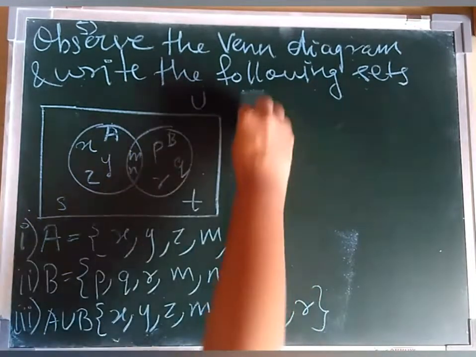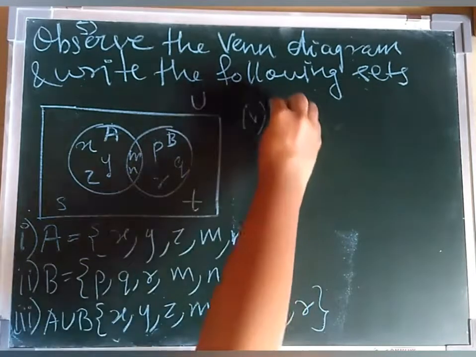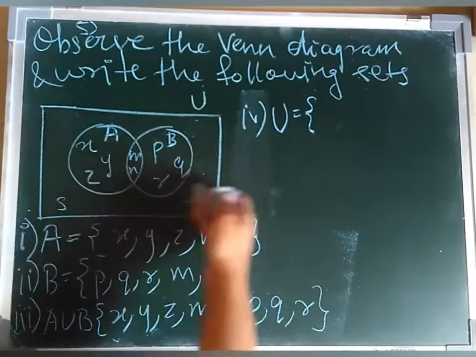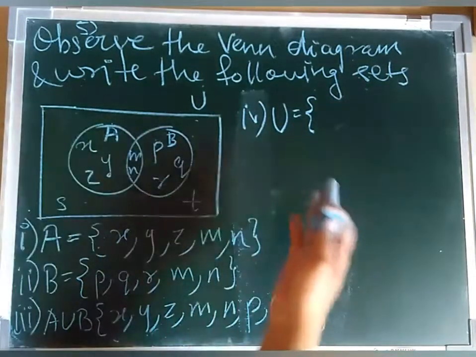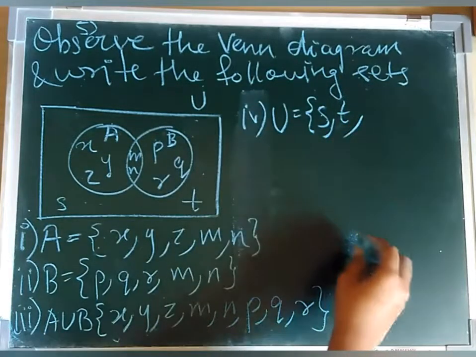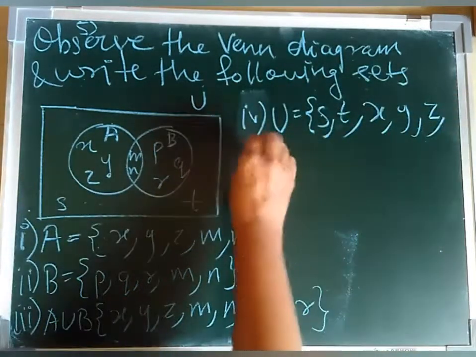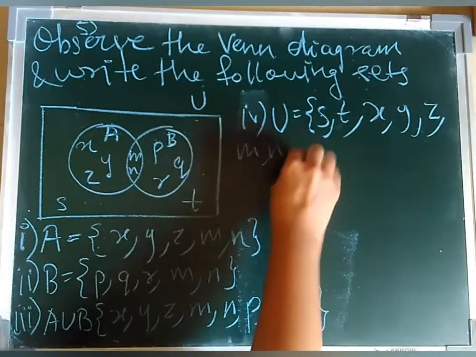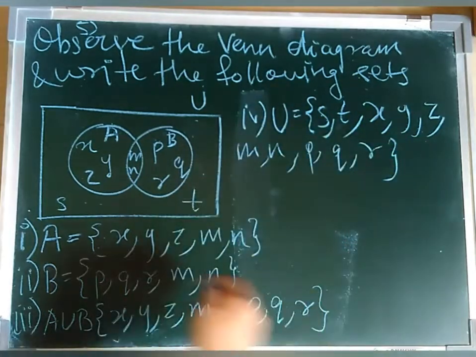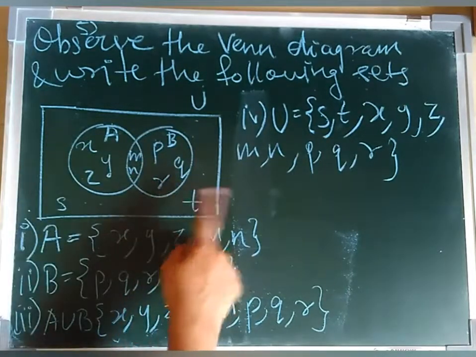Okay, the fourth sub question is U, that is the universal set. So it should contain all the elements. U means within this rectangle, all the elements we have to include in it. So first I write those outside. S comma T, X, Y, Z, M, N, P, Q, and R. 1, 2, 3, 4, 5, 6, 7, 8, 9, 10. 10 elements.